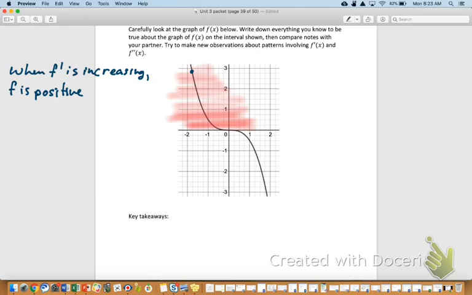Negative 3-ish. Fair enough. And then how about right in there? What would you say f prime is? Just estimate. Please don't try to give me a perfect answer. -1 makes sense, yeah.